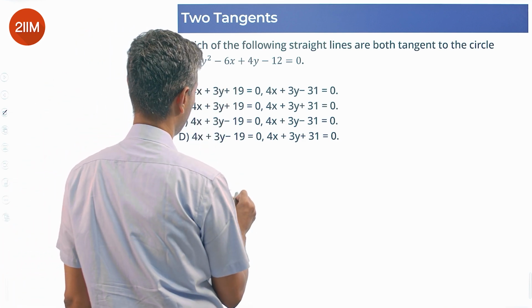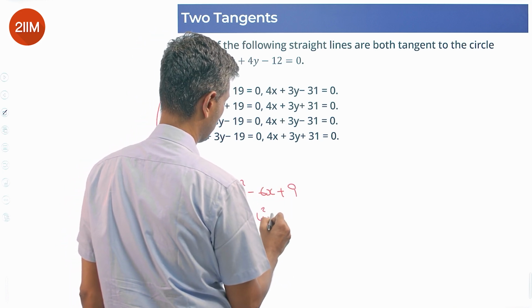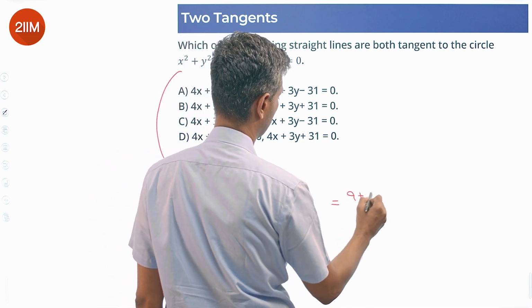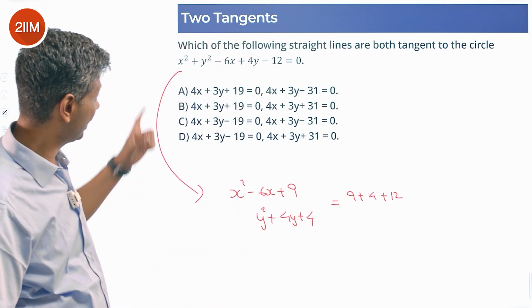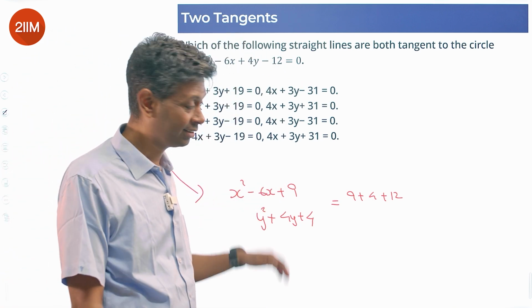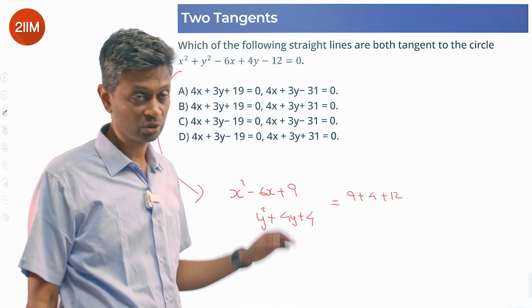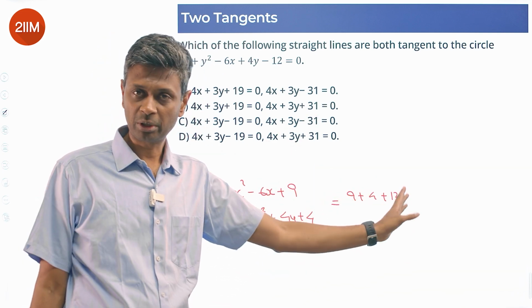This is x square minus 6x plus 9, y square plus 4y plus 4 equals 9 plus 4 plus 12. What am I doing here? I'm completing the square. X square minus 6x plus 9 is a nice square. I have 9 here, I'll put 9 there. Y square plus 4y plus 4 is a nice square. I have 4 here, I'll put 4 there. I take the minus 12, put it that side, it becomes plus 12.